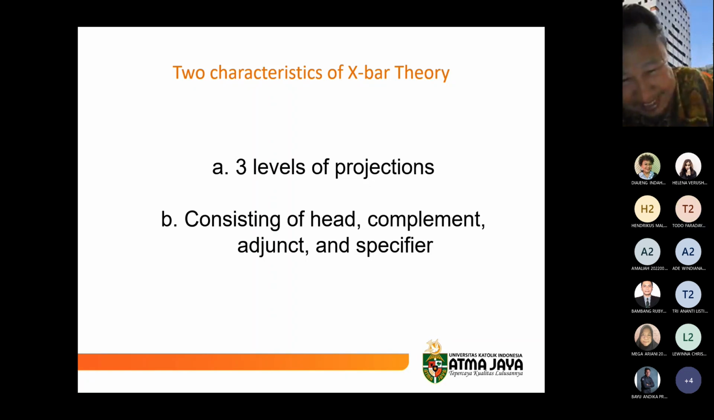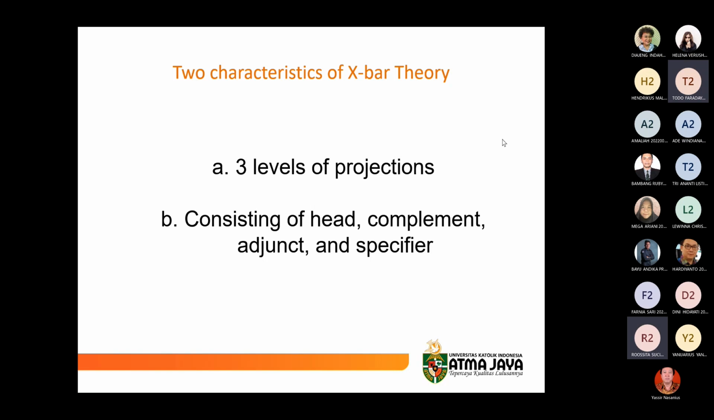Can someone summarize the most important characteristics of X-bar theory? It has to have the head and three levels of projections, but complement, adjunct, and specifier you don't have to put there. Okay, thank you, Rosie. Any questions up to here, everybody? No, sir.